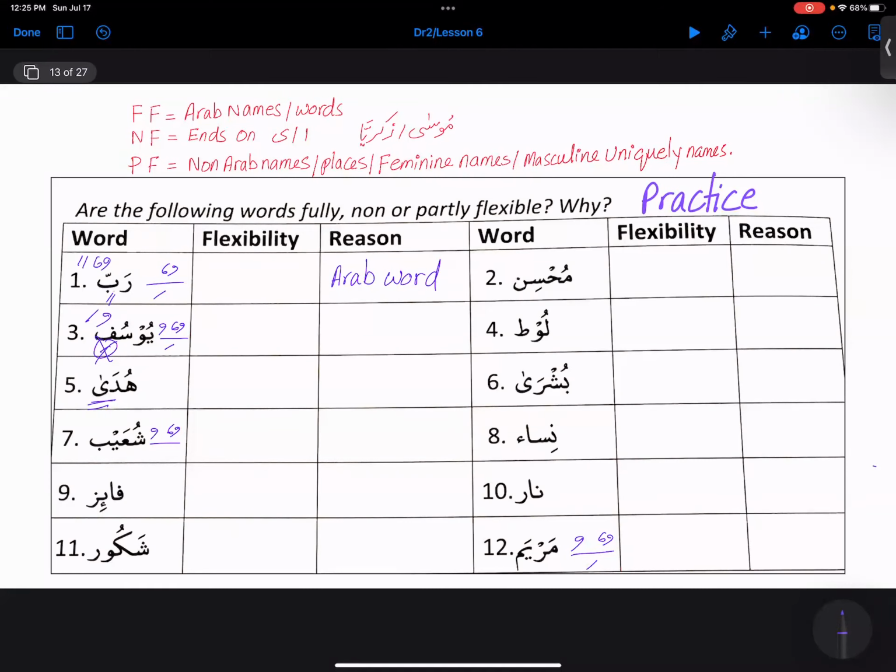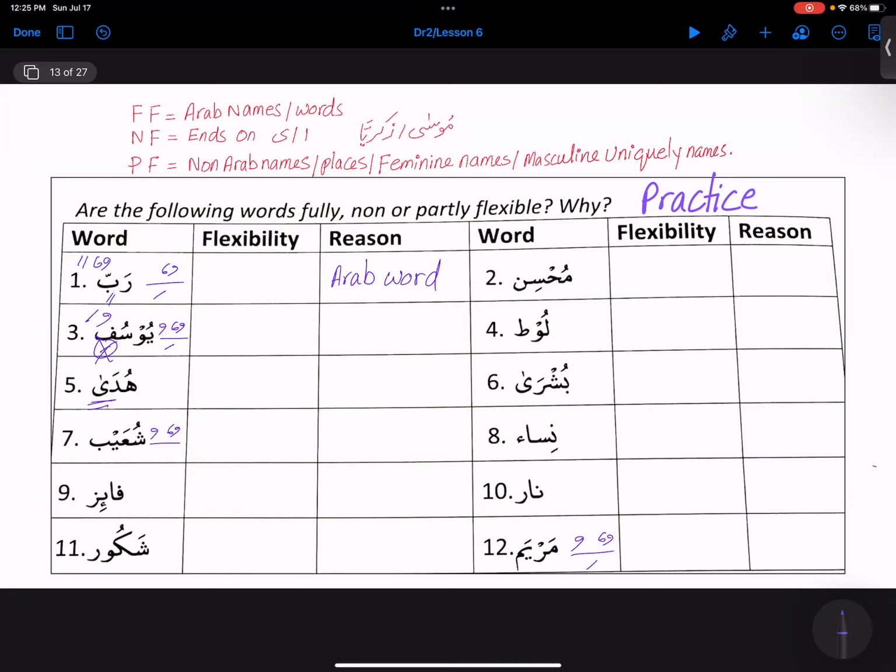Next one, Faiz. Arab word. Faizun, Faizan, Faizin. Yes, this is an Arab word. Next one, Shukur. Shukurun, Shukuran, Shukurin. It is an Arab word. Next one, Muhsin.